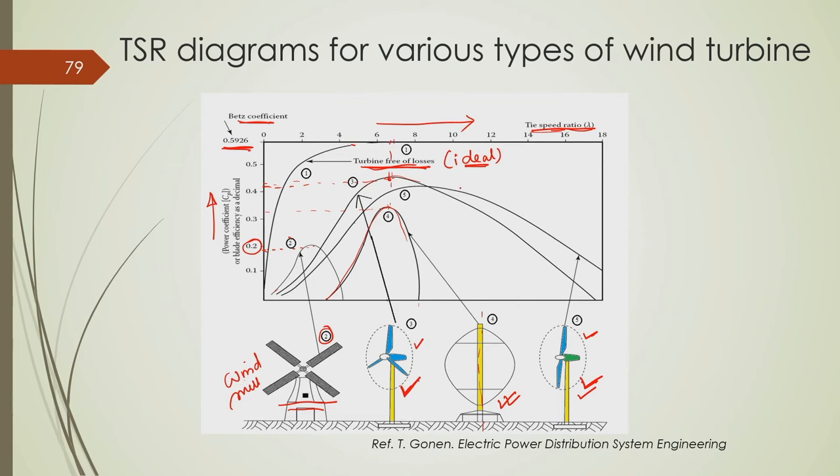So, these characteristics give you some idea of how we can control the operation of the wind turbine, and accordingly we need to design a proper control approach, so that we can extract the maximum power from the wind, or operate the wind turbine at the maximum value of power coefficient.